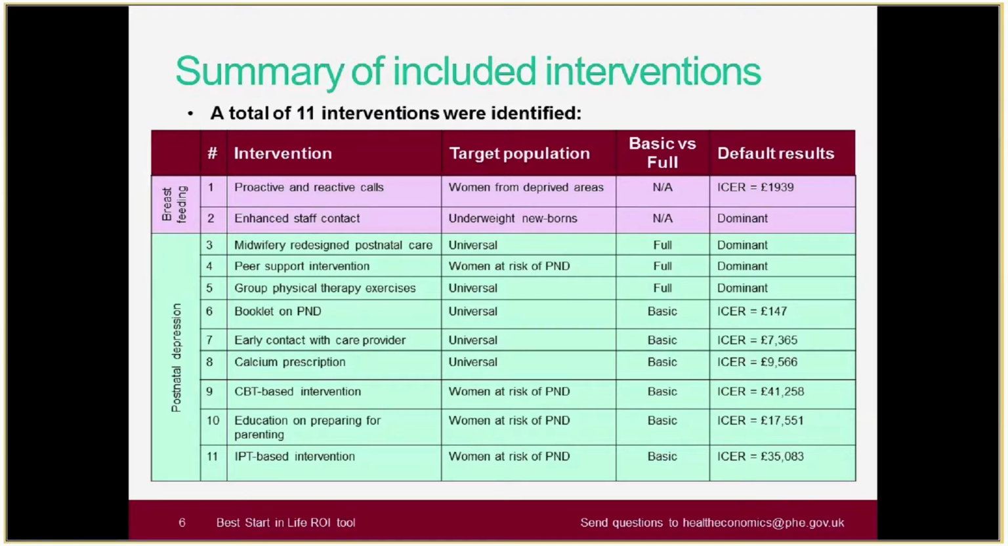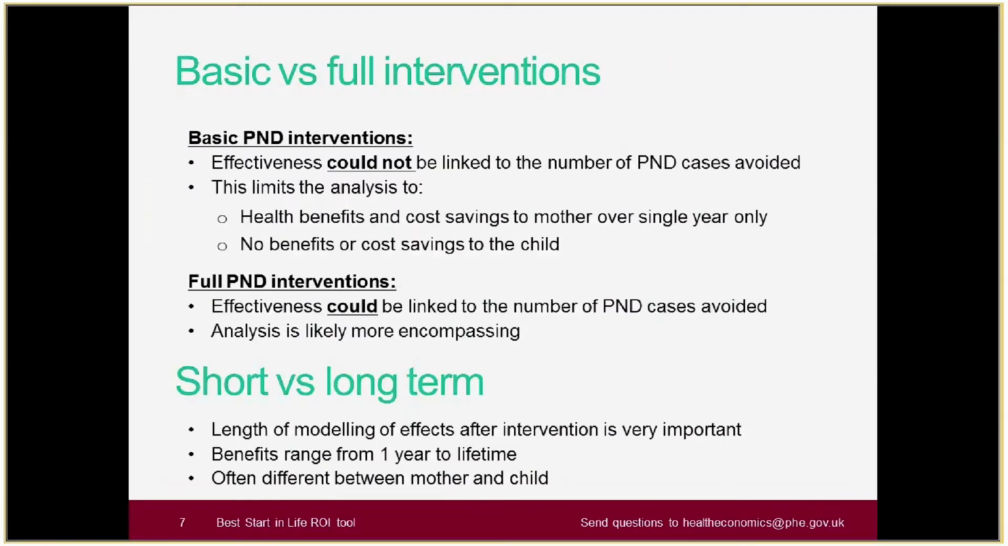Something of particular importance to draw attention to is what were described as the basic versus the full postnatal depression interventions, which I'll cover now. In terms of the basic postnatal depression interventions, because of limitations in the data, the effectiveness of those interventions could not be linked to the number of cases of postnatal depression avoided. That really limited what we could do in terms of the analysis. So it was limited to health benefits and cost savings to the mother over a single year, and no health benefits or cost savings to the child were included in those figures. Those really do influence the ICERs that are produced at the end, and that's something that's important to bear in mind.